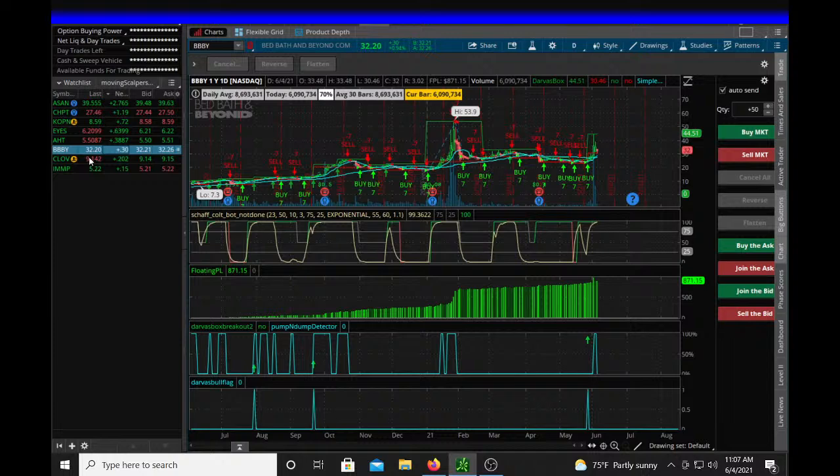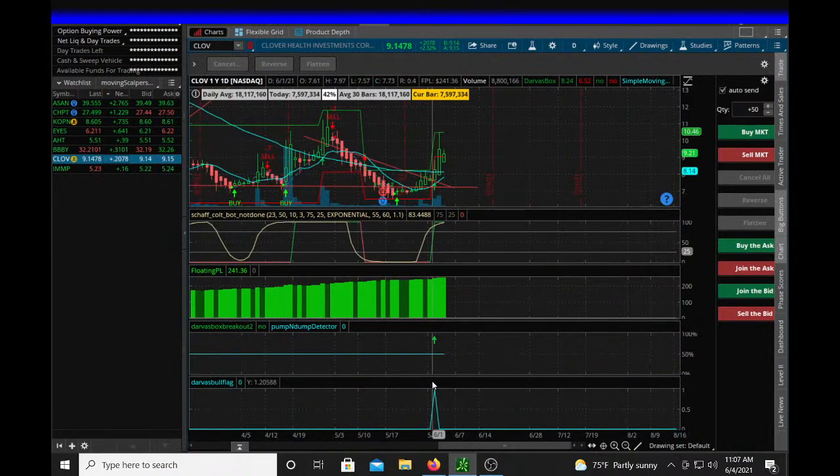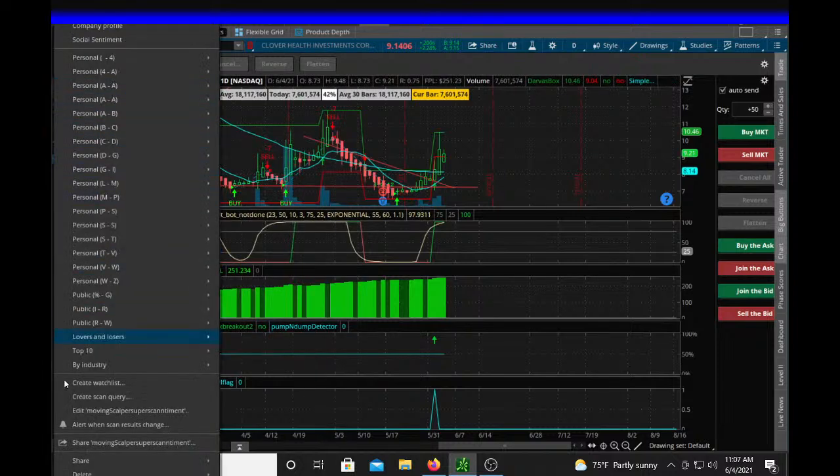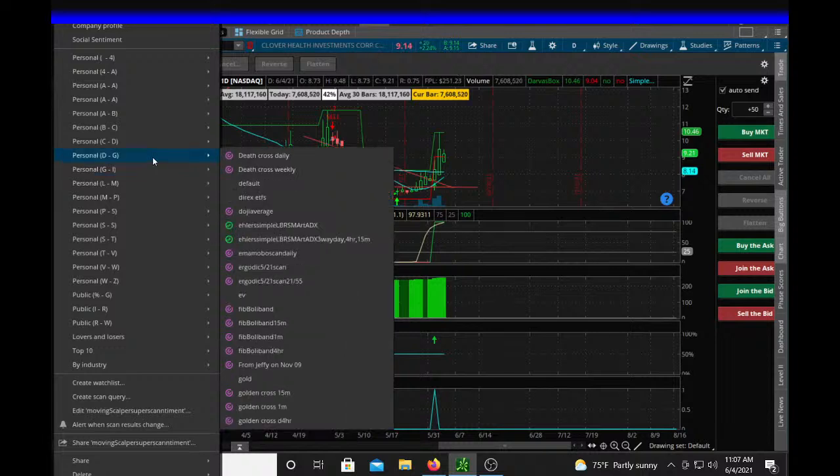70%. 42%. Okay. But we are getting these daily signals. All right. These good signals. And when they go off, we would want to know about them. So you can do the same thing and create your alert. An alert when your scan results change for your watch list. And then you'll be alerted when something new is added. So you'll get an email, and you can go right to it and check it out right then.